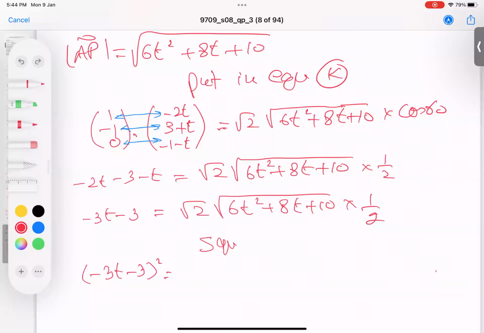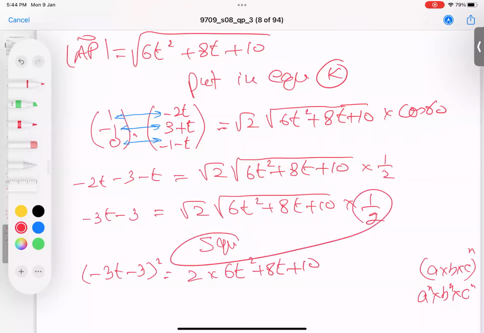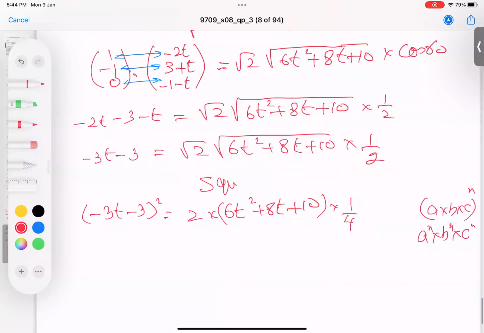And rule of algebra, if three values are multiplying, and if you give any power to this product, the power will go on each value separately. So the square of root 2 will become 2, and the square of this root will go away. 6t square plus 8t plus 10, and square of 1 by 2 becomes 1 by 4. So 1 by 4, 1 by 4. Now I'm just going to simplify. 2 ones are 2, 2 twos are 4. So from here 2 common out, I take 2 common out, I get 3t to power 2 plus 2 fours are 8 and 2 fives are 10, and into half. And this 2 and this 2 will cancel as well.